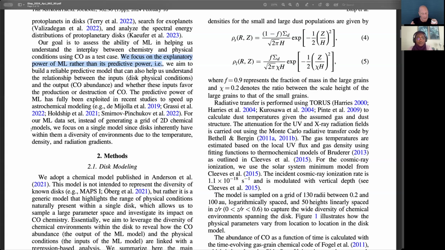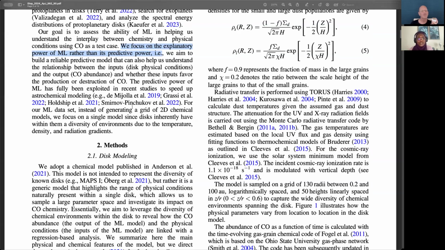So we were interested in finding a model that strikes a balance between being a good predictive model and being interpretable. And whoever says machine learning, you need some data. So for this work, the data that we use, instead of using this large grid of full disk chemical models, we just focus on a single disk model. Because in one disk model, you already have gradients in the temperature and in your density. So you already have this diversity of chemical environments that in turn impacts CO chemistry. So we just focus on a single disk model for this work.